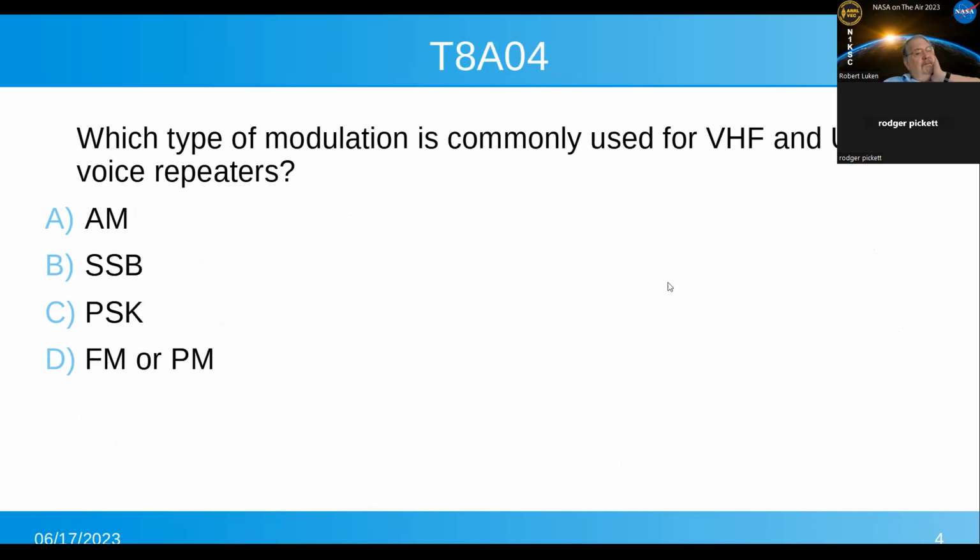Okay, question number 1. Which type of modulation is commonly used for VHF and UHF voice repeaters? Okay. I didn't explain it well. What's your pick? D. I would say D. Delta, good. Frequency modulation for handy talkies and repeaters. Supposedly PM, but I haven't seen any that use phase modulation. Most of the handy talkies and repeaters that I'm familiar with are all frequency modulation.